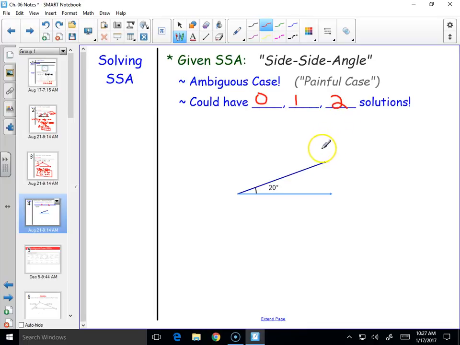Now, how does this work? What if I was to give you something like a given angle of 20 degrees. SSA, only one angle. I give you 20 degrees. And let's say I was to give you a side of, let's call him 10. And then let's do a side of, should have thought this beforehand.